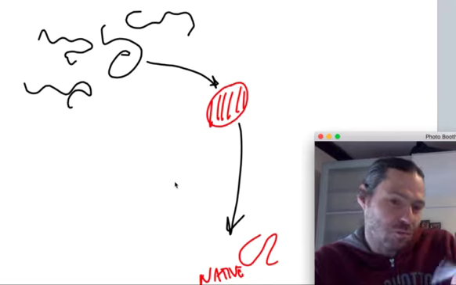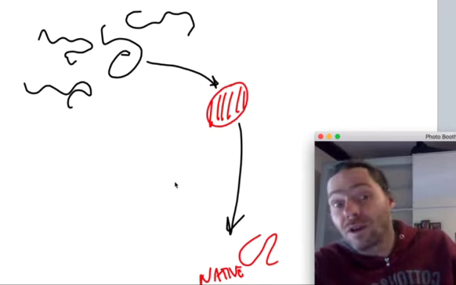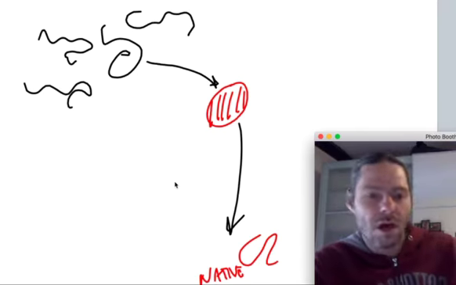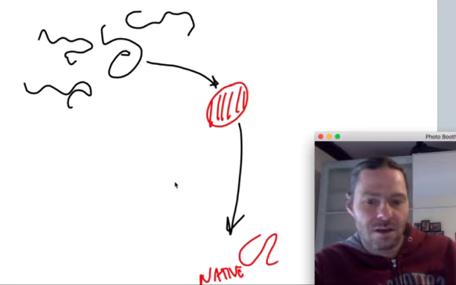You want to be able to modulate the expression because maybe if you completely eliminate it, then you have side effects and you die for other reasons. So maybe you just want to lower by 50% the amount of proteins of this type in the cell.